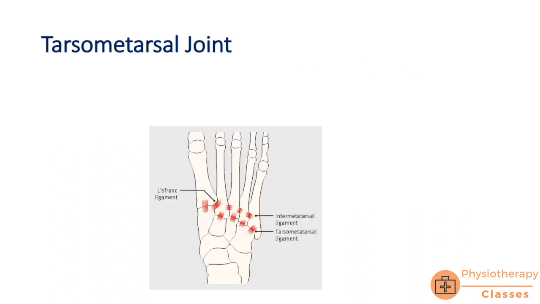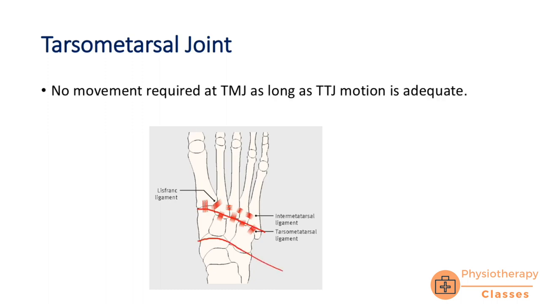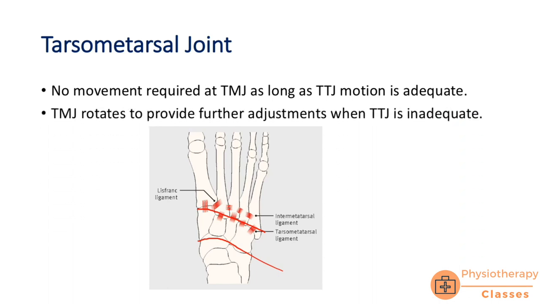The next joint is the tarsometatarsal joint, which is distal to the transverse tarsal joint. There is not much movement at this joint as it is firmly stabilized by the ligaments around it, but there will be some movement if the transverse tarsal motion is inadequate. So this tarsometatarsal joint will rotate to provide further adjustment during walking when the transverse tarsal joint is inadequate.